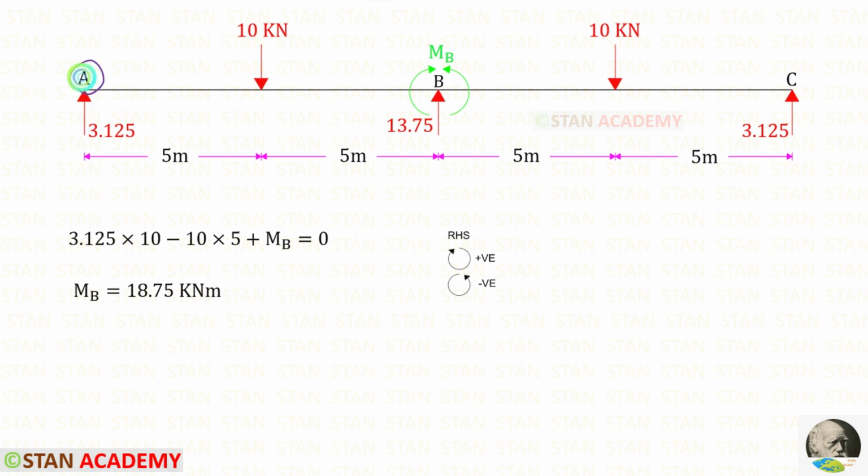Now from the point A, let us take a moment about B and find the moment at B, MB. Let us assume that MB is a hogging moment. RA is acting in the clockwise direction so it will be positive and the distance is 10. This load is acting in the anticlockwise direction so it will be negative and the distance is 5. About AB, MB is acting in the clockwise direction so it will be positive. Finally, for MB, we will get a positive value. That means our assumption is correct. MB is a hogging moment.